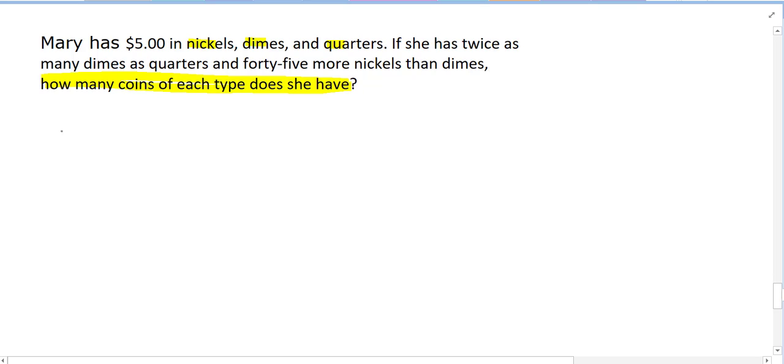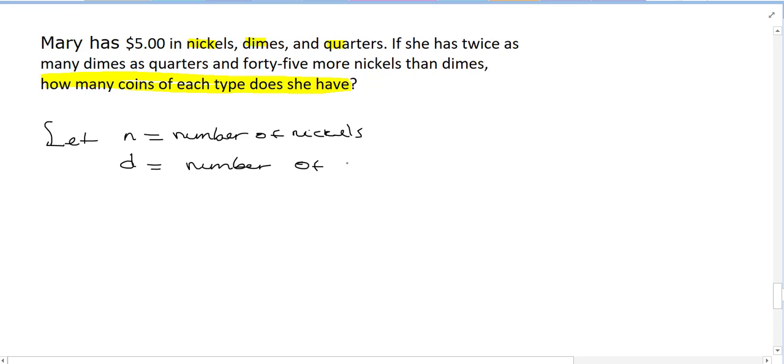So those are going to be our variables. So we're going to let n be, let's say, the number of nickels. What else? D, the number of dimes. You could call them X, Y, and Z also, but using the starting letter makes them a little more significant. And Q, the number of quarters.